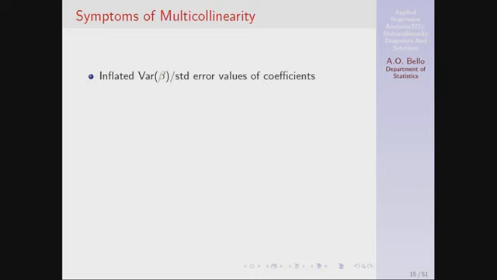When you have an inflated variance of the coefficient, you should also know that the square root of this variance is what gives us the standard error value of the coefficient. So when we have inflated standard error values, it's a symptom of multicollinearity. Subsequently, when we talk about variance inflation factor, we will really know whether a particular variance of a coefficient is inflated or not.